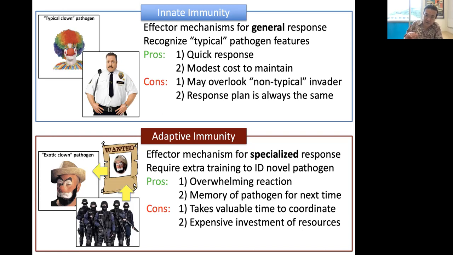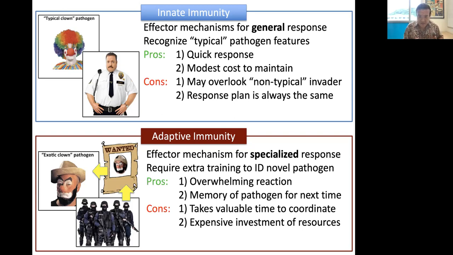The other con of that is the response plan of the innate immune side of your system is always the same. You can imagine this mall cop here was trained to basically always follow by the book. You do this, then you do this, then you do this, then you do this. And so there's no flexibility in how they deal with things.